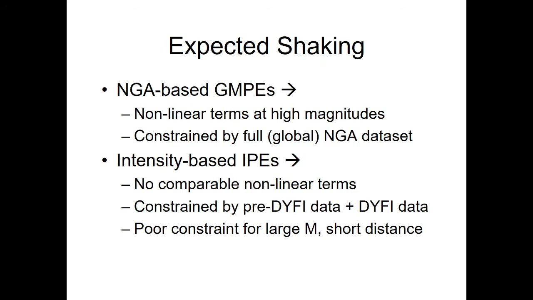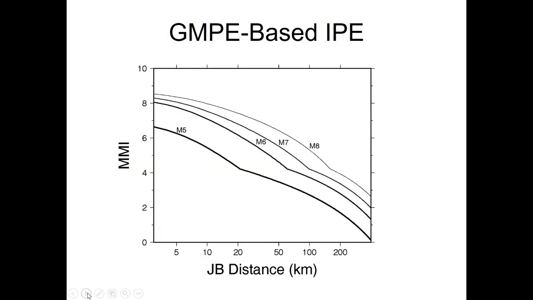And this is a major issue for the Indian subcontinent. The GMPE development is still ongoing. They're not very well constrained by recordings of large earthquakes at close distances. And so this shows you the shaking intensities that you'd predict as a function of distance from the fault.